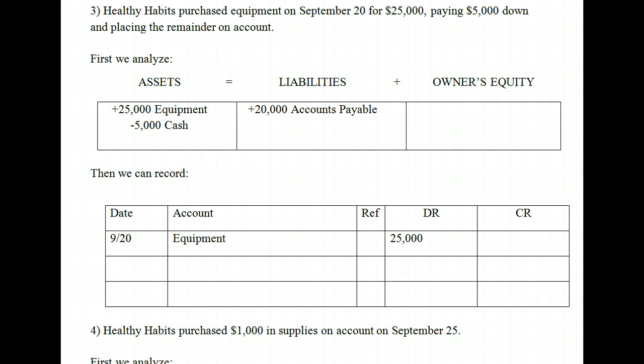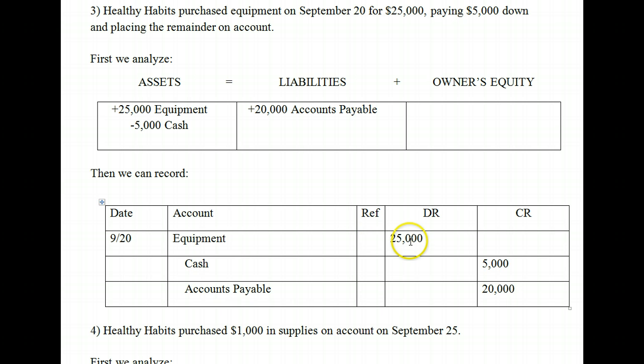Now, the order of the credits does not matter. You can put them in any order as long as they fall after the debit. So you can put cash of $5,000 first, or you could put the accounts payable first. It does not matter, as long as you get the credits together, is all that really matters in that case.